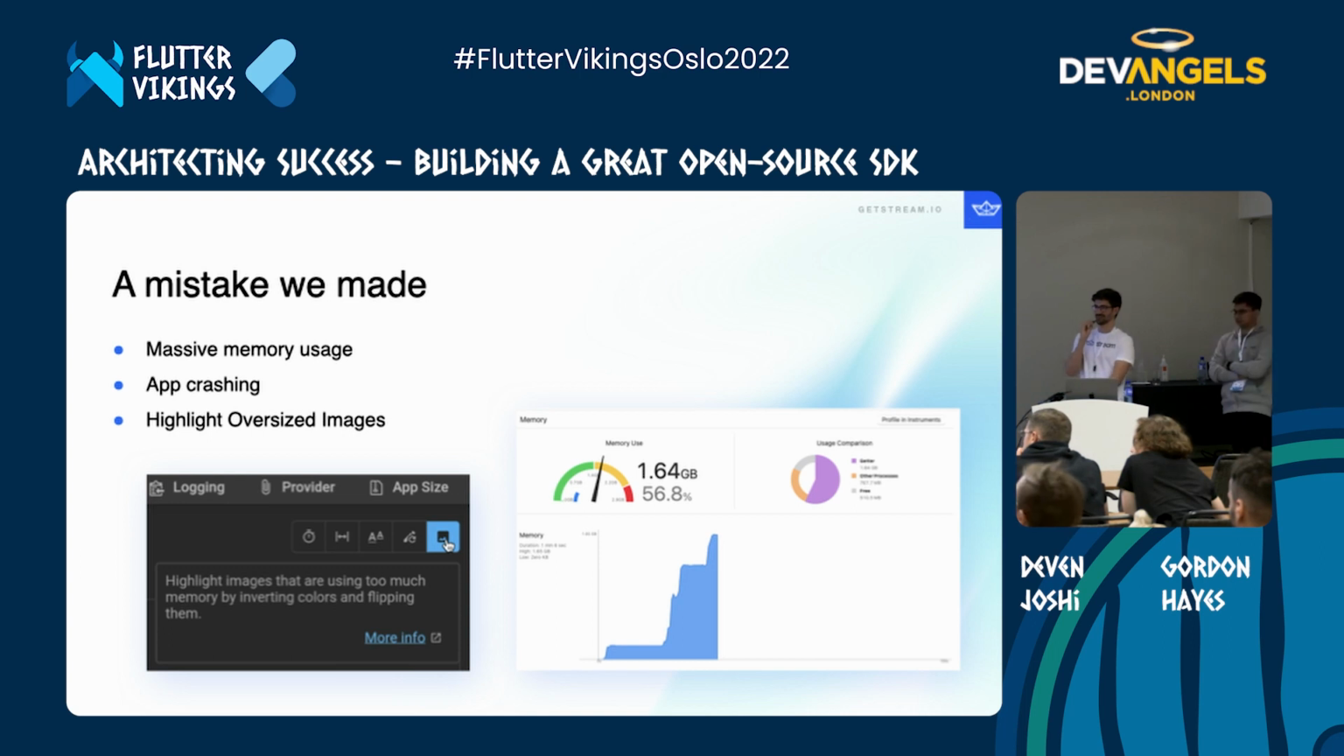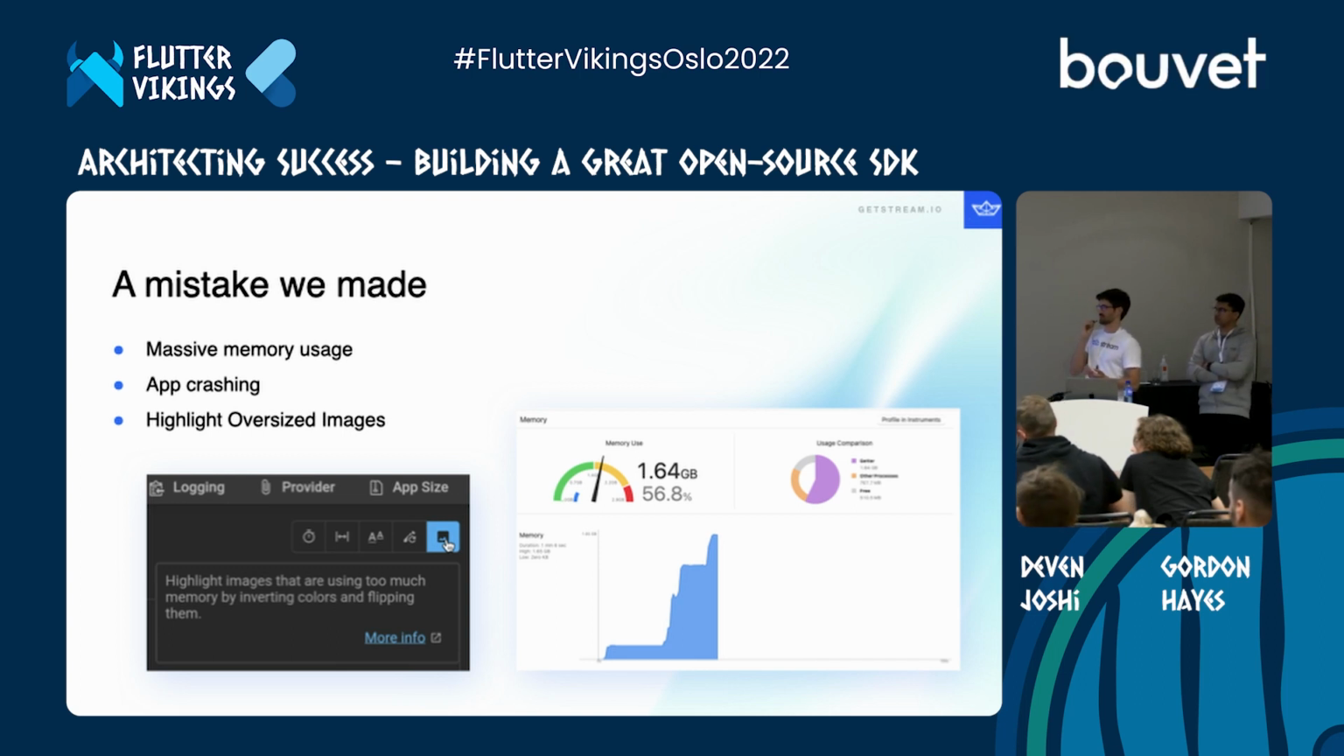If you are using images in your list, or if you're using images in your Flutter app, there's a neat little tool you can use, highlight oversized images. It's in the DevTools. It's this little button on the left there. If you click that, it highlights all the images that are too big or rendered in the incorrect size in your app. So it shows you where you can use smaller images.